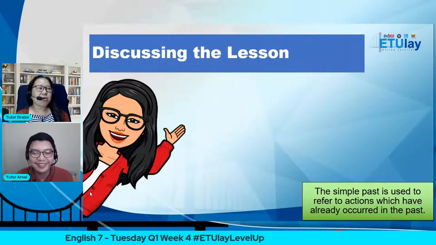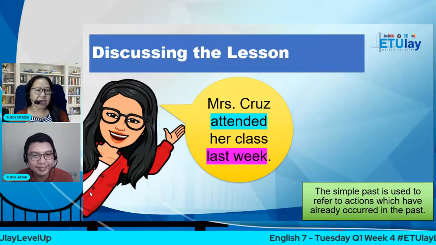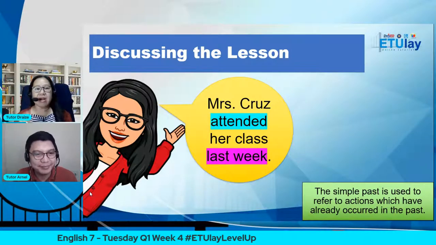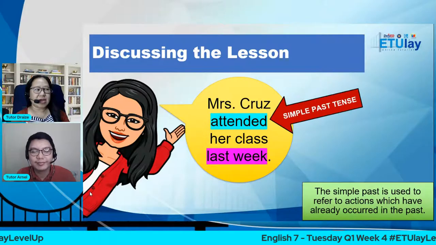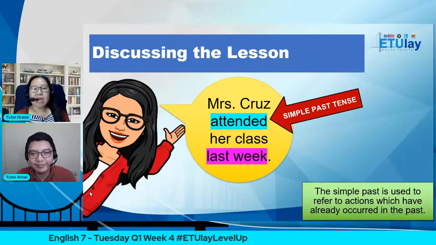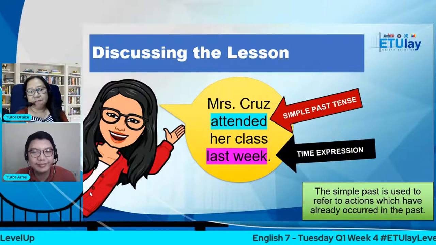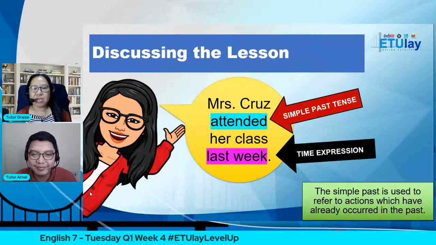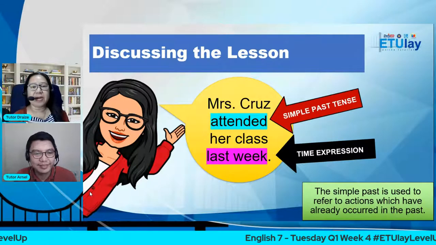Don't worry. When we say the simple past is used to refer to actions which have already occurred in the past, we have this example: Mrs. Cruz attended her class last week. There are two words highlighted. The first one is attended. This is our verb in the simple past tense. How do we say that it's in the simple past tense? Because there is a time expression, and it's very obvious that it happened already last week. That means it already happened in the past, so that made it simple past tense.